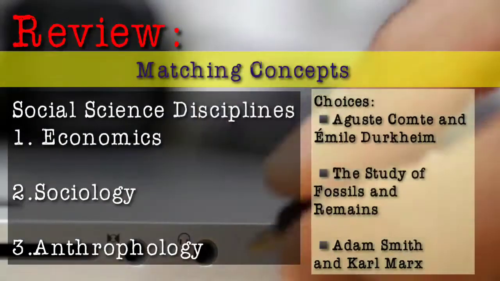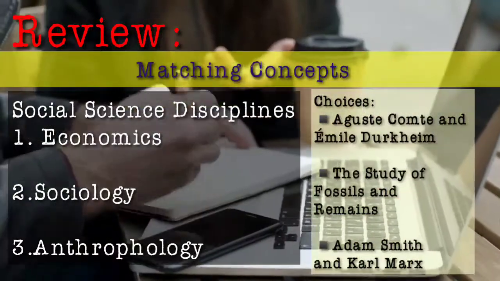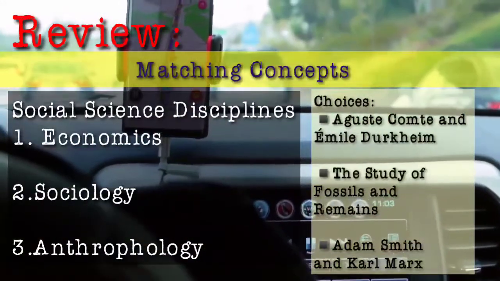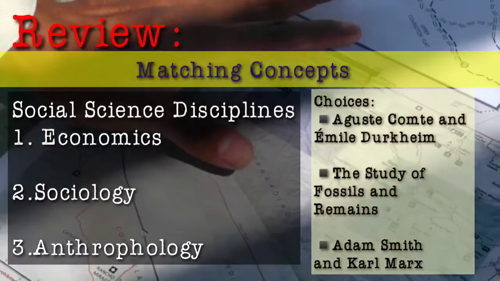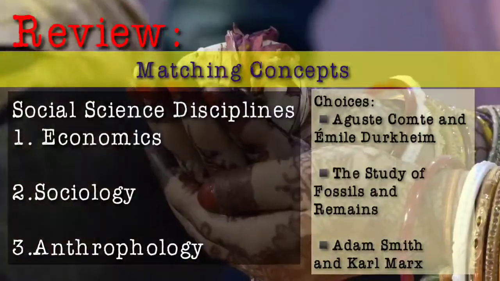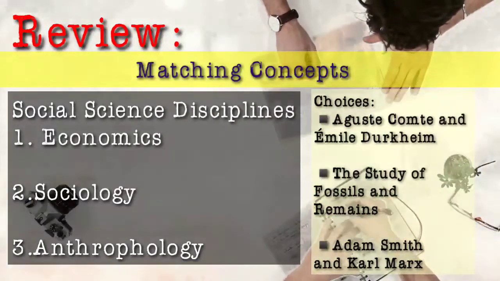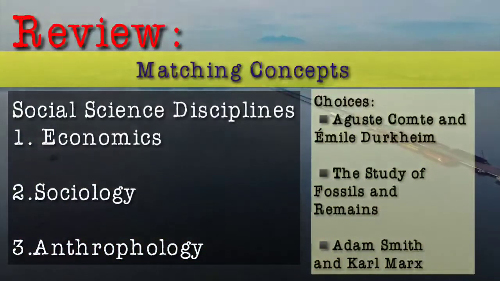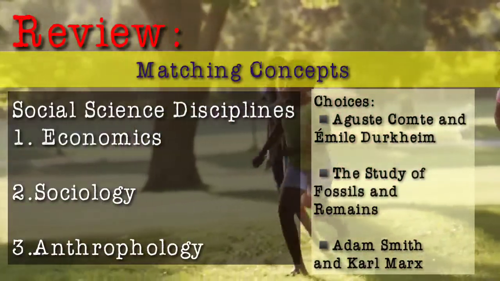In number 1, economics, you're correct if your answer is none other than Adam Smith and Karl Marx. Adam Smith believed in a capitalist economy, and on the other hand, Karl Marx is known for the study of the Communist Manifesto in economics. Number 2, sociology. You're correct if your answer is Auguste Comte and Emile Durkheim, who are both fathers of sociology, together with Max Weber, who is also known as the father of modern sociology.